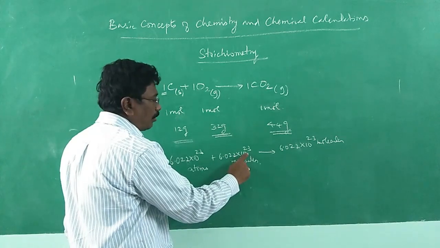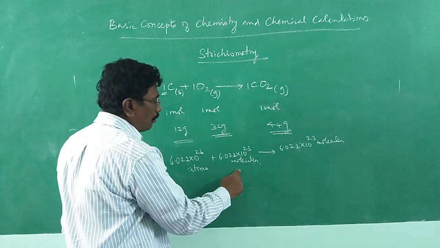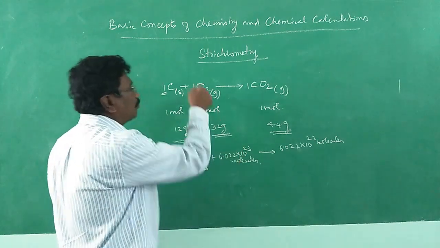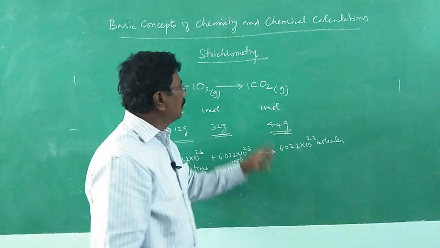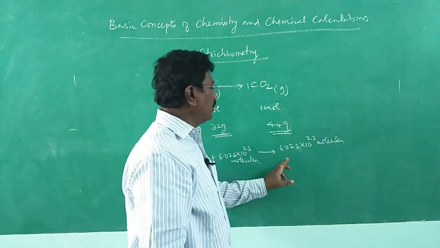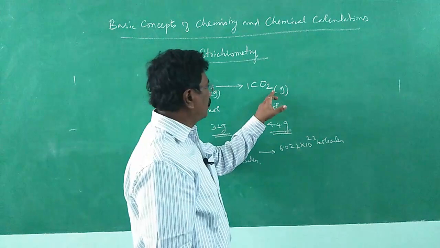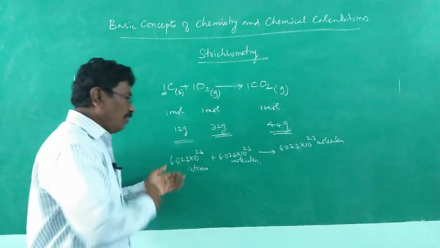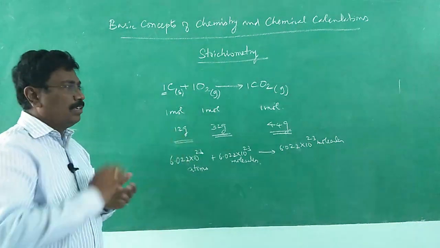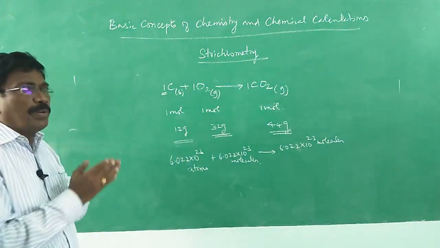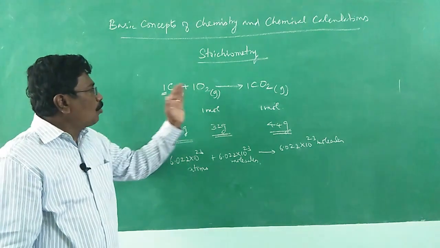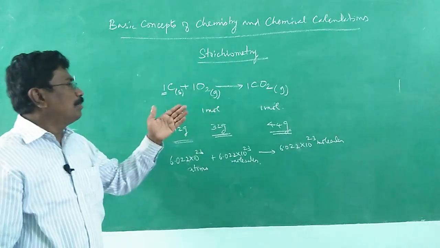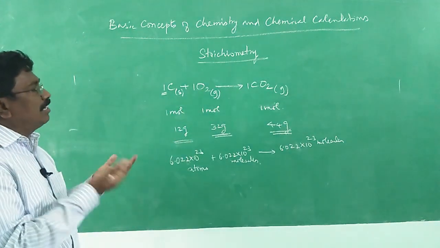6.022 into 10 power 23 molecules contain 2 into 6.022 into 10 power 23 atoms of oxygen, and give how many atoms of carbon? 6.022 into 10 power 23 atoms of carbon plus 2 into 6.022 into 10 power 23 atoms of oxygen. So we can relate in various manners. The numerical relationship between chemical quantities found in a balanced chemical equation is said to be stoichiometry.